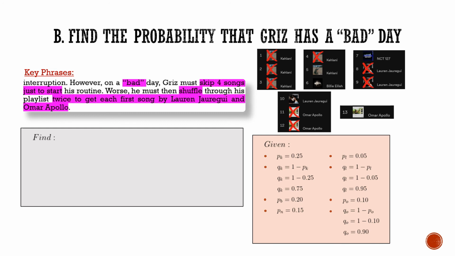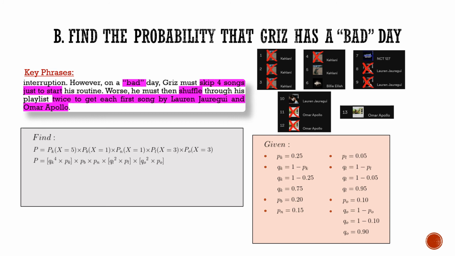Since Gris successfully gets his first Kehlani song on his 5th attempt, the x for that probability is 5. Similarly, because he then gets his first Lauren Reggie and Omar Apollo song on his 3rd try each, the x for those probabilities is 3. Therefore, we multiply the probability of getting a song by Kehlani, where x is 5, which is q sub k to the power of 4 times p sub k.